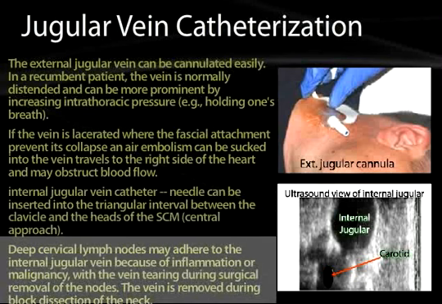And the deep cervical lymph nodes are also going to adhere to the internal jugular vein in some cases of inflammation or malignancy, and that can cause the vein to tear during surgical removal of the nodes. If that occurs, the vein can be removed during a block dissection of the neck if there is tearing.